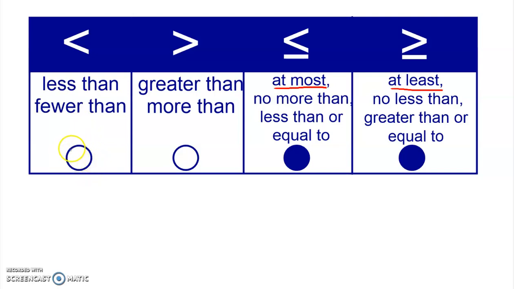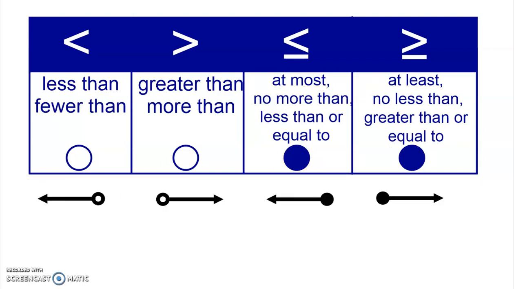So we use an open circle on our graph. If it is greater than, it also cannot be that number. For example, if x is greater than 5, it cannot be 5. So we use an empty circle for that solution when we're graphing it. No more than, at most, less than or equal to means or equal to. It can be that number. So we use a closed circle.